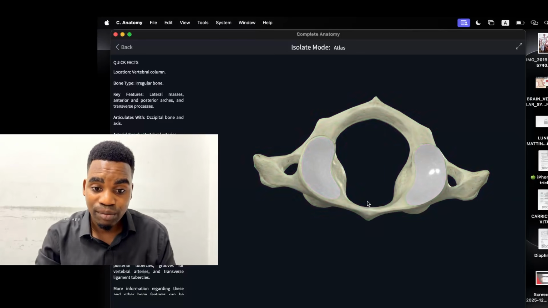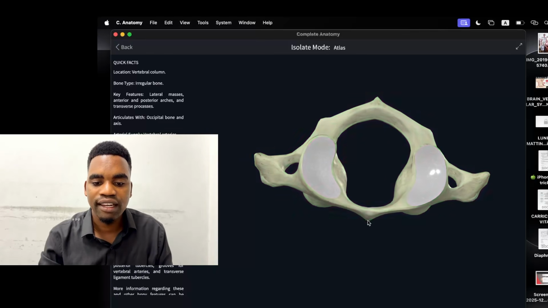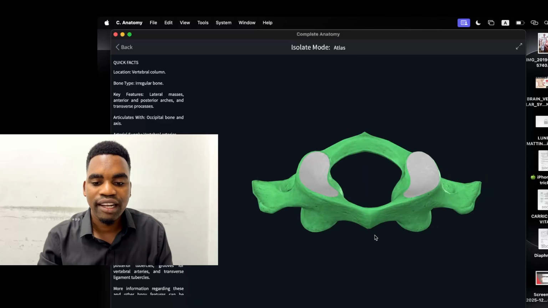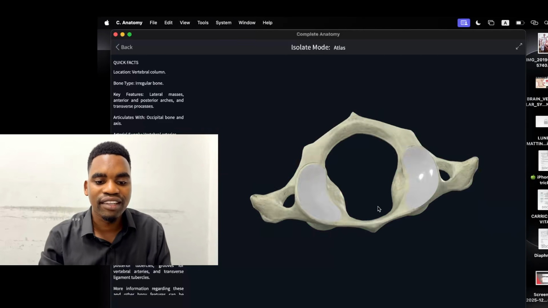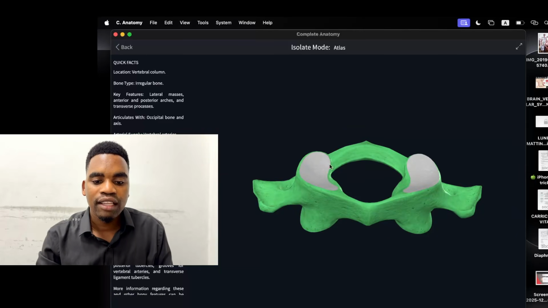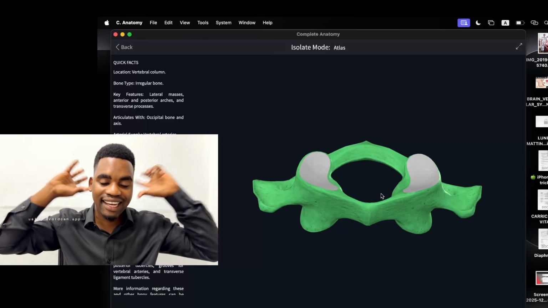And why is it atypical? Number one, it does not have a vertebral body, and it also lacks the spinal process. It lacks the spinal process, but also lacks the vertebral body. As we have said, it is expected to support the skull.